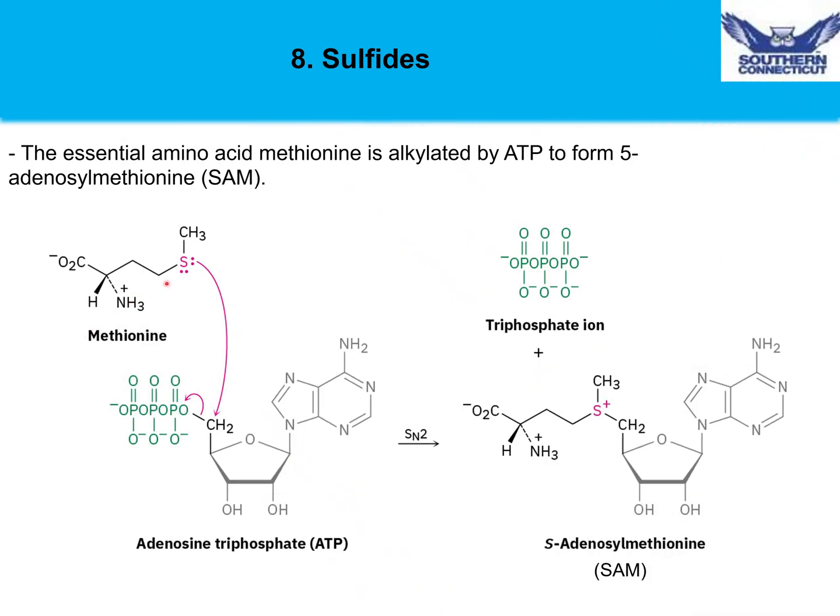The essential amino acid methionine is essentially a sulfide, which can react with ATP to be alkylated. The sulfur would attack the carbon here that has a triphosphate group, which essentially behaves like a leaving group. As a result, we produce a molecule called SAM, which in itself is used as an alkylating agent, and specifically the methyl group here is often transferred to different nucleophiles in our bodies.